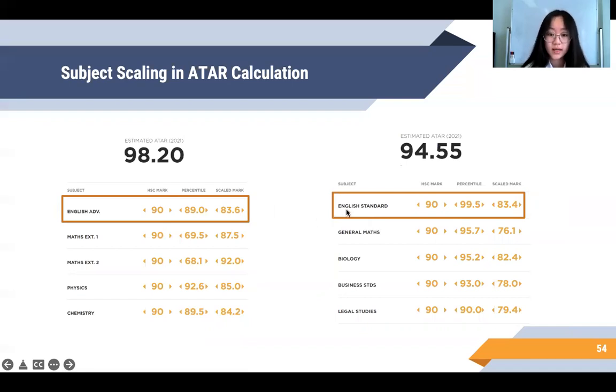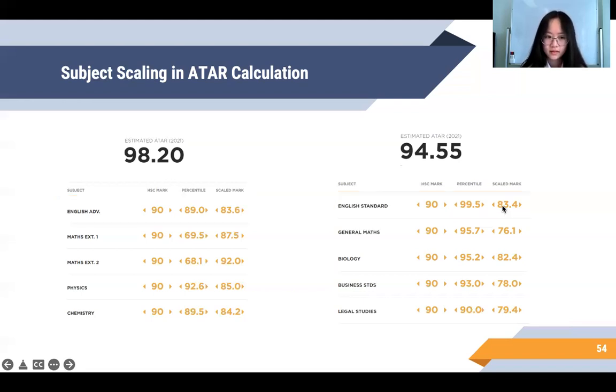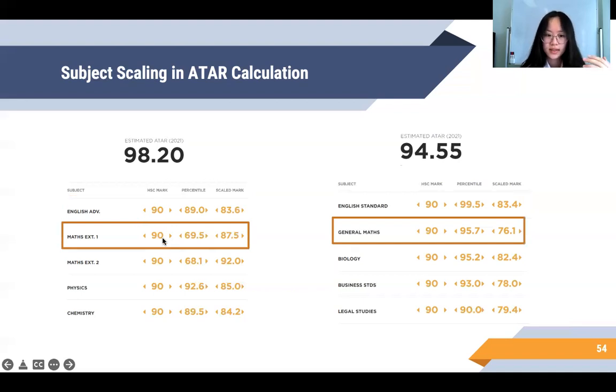If you look at the other English course, English Standard, you have a HSC mark of 90, that gets scaled down to 83.4. So it gets scaled down a bit more. If we look at Maths Extension 1, getting a 90 only scales down 2.5. In General Maths, get 90, it scales down all the way to 76.1. So you can see that Maths Extension 1 is more difficult, so it gets scaled better than General Maths, because it's much easier to get a good mark in General Maths than it is in Maths Extension 1.